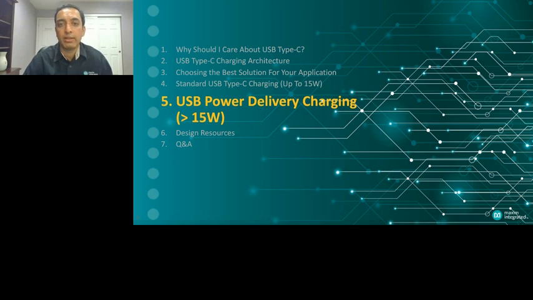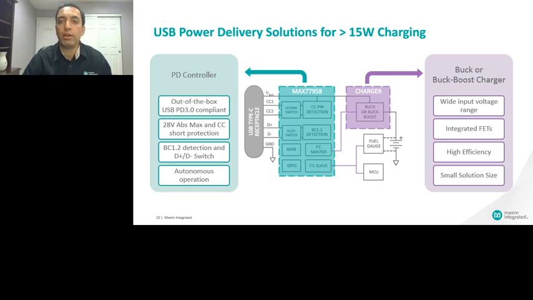Now let's take a look at the options for USB power delivery, which is more than 15 watts of power. As I showed before, the power delivery solution generally involves 2 chips: a USB power delivery controller, and another chip, which is a wide input voltage, either a buck boost or a buck charger. With the power delivery controller, we have the Max 77958, which is out-of-the-box compliant to the latest USB power delivery standard, which is PD 3.0.